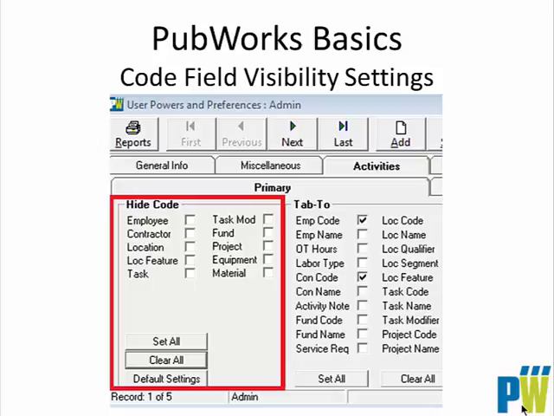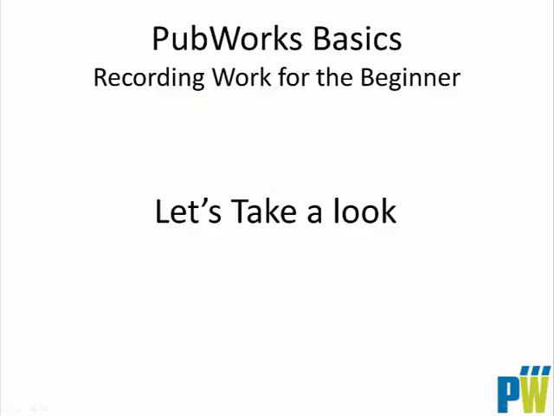So for example here, we can hide the codes. Under that activities tab, and then you go to the primary tab, you can see the box where it says hide code, and it means exactly what it says. You can select each checkbox and it will hide all the codes from you, or you can uncheck those and then it won't hide the codes. You can see also we've got a select all where you can set all of them, or you can clear all of them, or just customize the setting as you wish. So let's take a look.